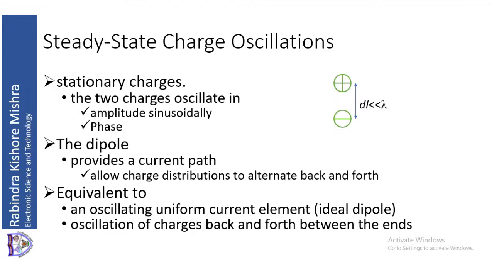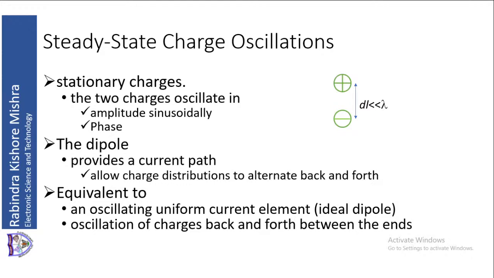The two charges are oscillating. From that point we go to the next stage, in which the two charges are oscillating sinusoidally in amplitude, meaning the amplitude of the oscillation is varying sinusoidally. Then they are associated with a phase, since sinusoidal means there is a sine function, and a sine function can always have an additional phase. So the two charges are oscillating.